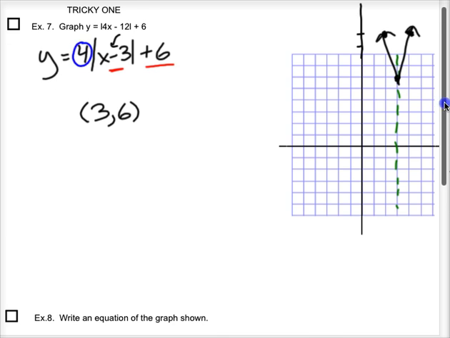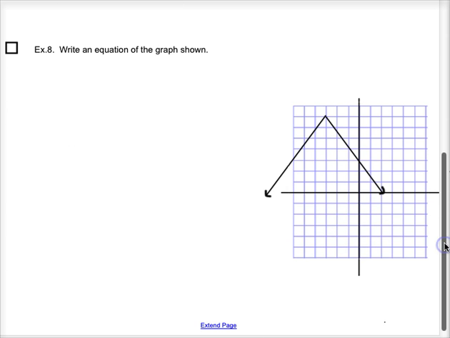Now, our last exercise is going to be, can we look at one of these and determine what the equation is? So, just like when we were graphing from an equation, the first thing I'm going to identify is what is my vertex. So I need to identify my vertex on the graph. And I need to look to see what happened to it.